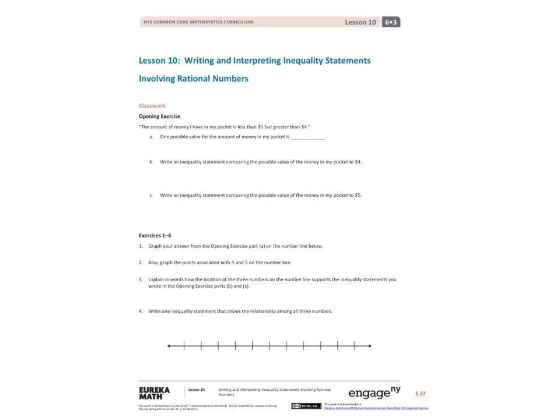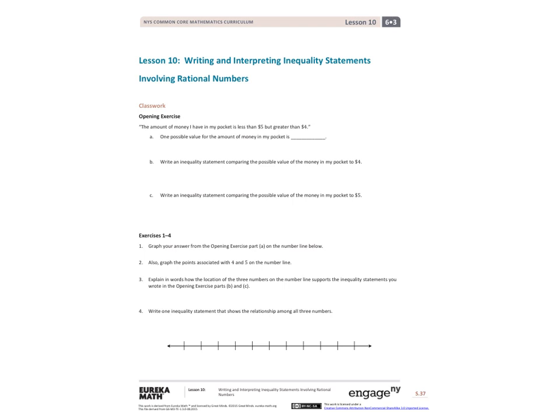So let's see, A people are in class, B people are at home. So the opening exercise: the amount of money I have in my pocket is less than $5, but greater than $4. So now what we're looking at is what is a possibility.